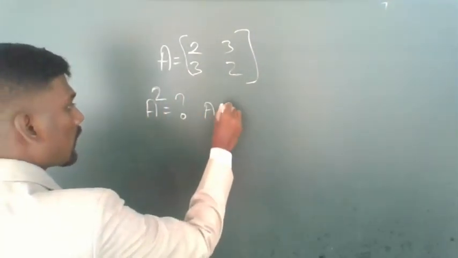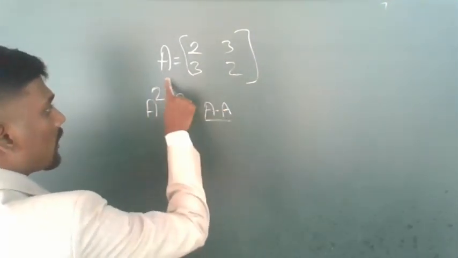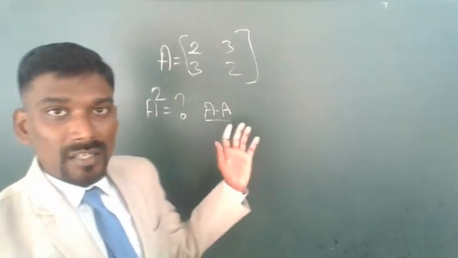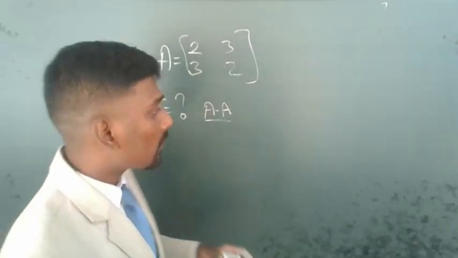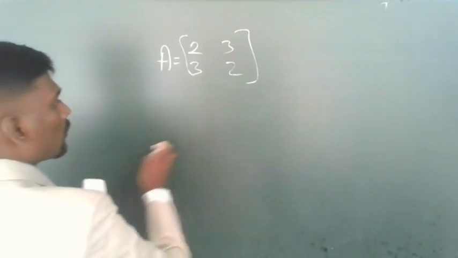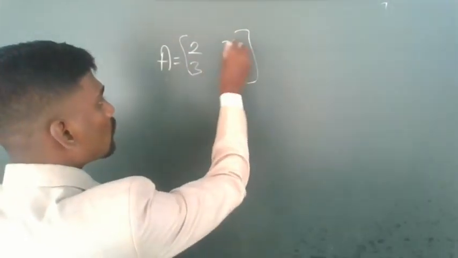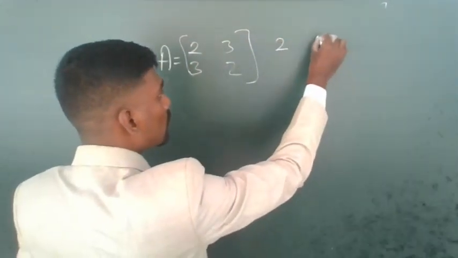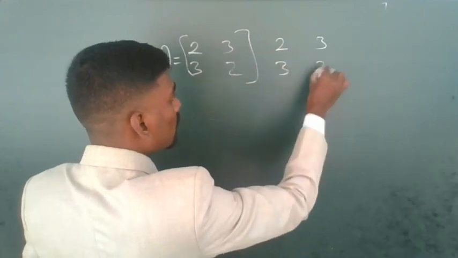But here there is a method. Just keep in mind, A square can be written as A into A. That means I am going to multiply the matrices twice. Now how to do this multiplication? Look here carefully. So here this is 2, 3, 3, 2. I am again going to write 2, 3, 3, 2.